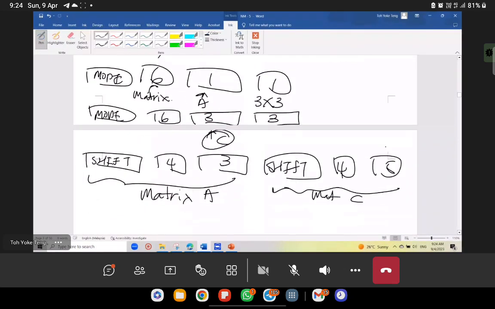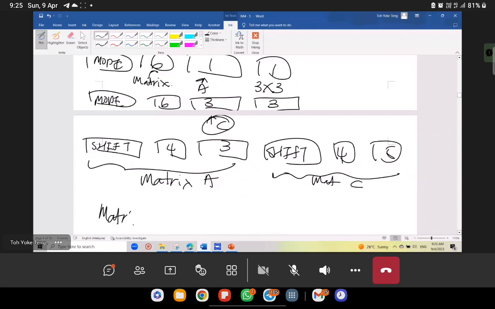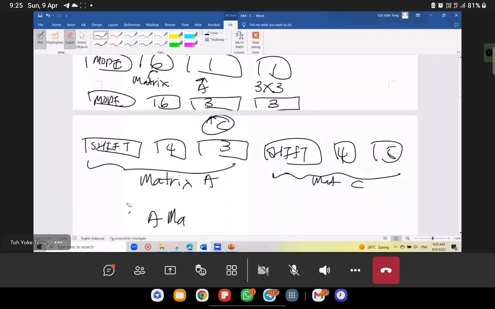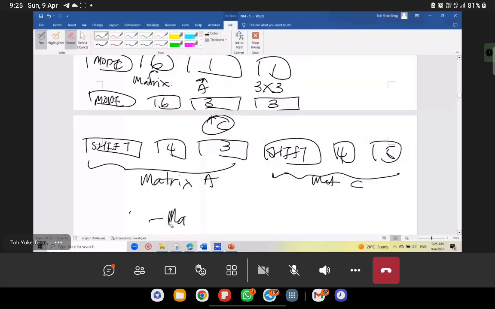Once your calculator screen shows you matrix A, matrix C, you just press the equal sign, the bottom right button, the equal sign button.